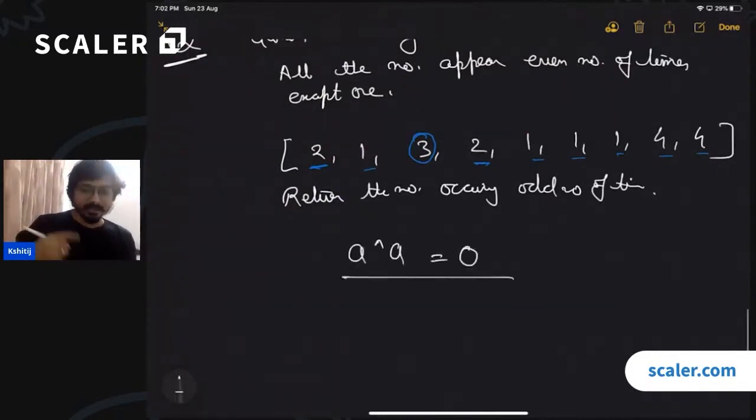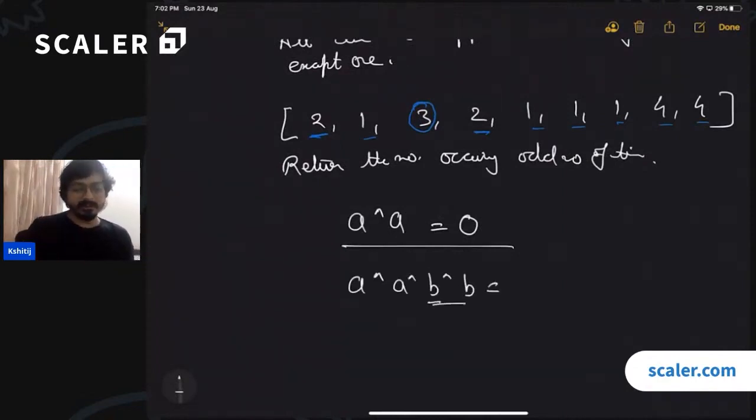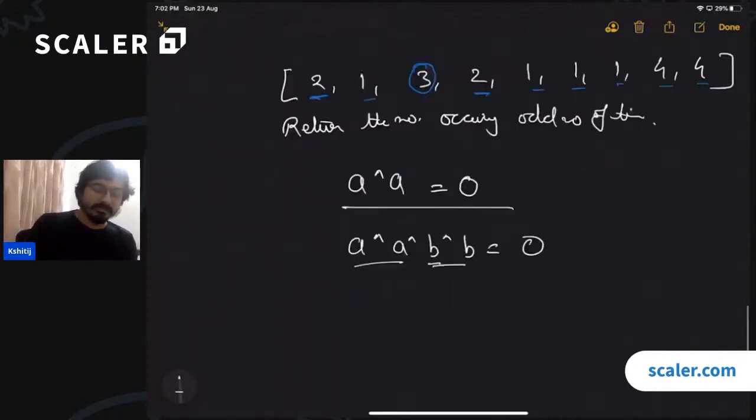We have seen this. Now, if A XOR A is 0, what will be the value of A XOR B XOR B? This will also be 0 because B and B will also cancel out each other. A and A will cancel out each other. So this will also be 0. What will be the value of A XOR B XOR A XOR B?